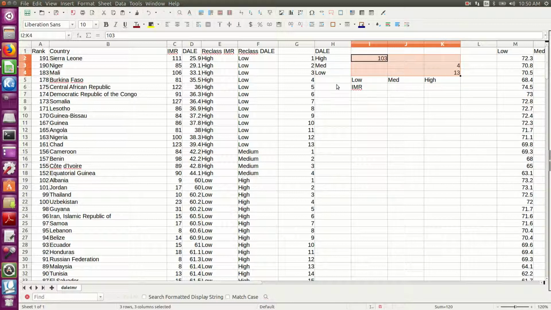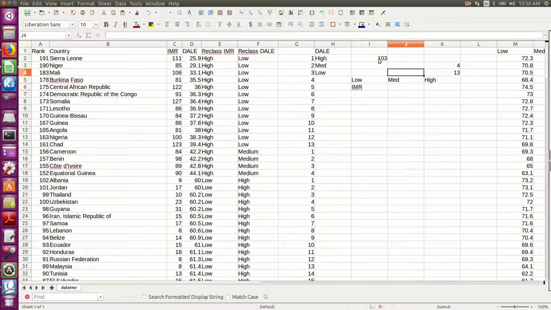Now again, part of the reason I went low, medium, high here with the IMR this way is that IMR is on the x-axis and it goes from low values to high values. And then the DALE is on the y-axis. I plot that with the y-axis, and it goes from the bottom being lower values to the top being high values. And so the numbers I see in here should kind of reflect my scatter plot.